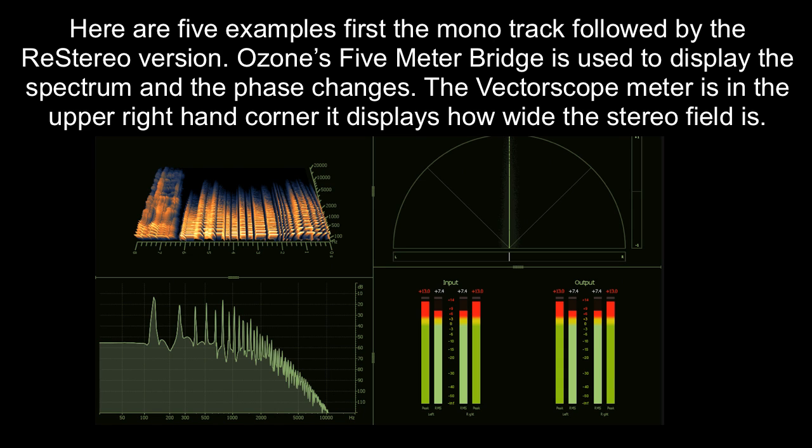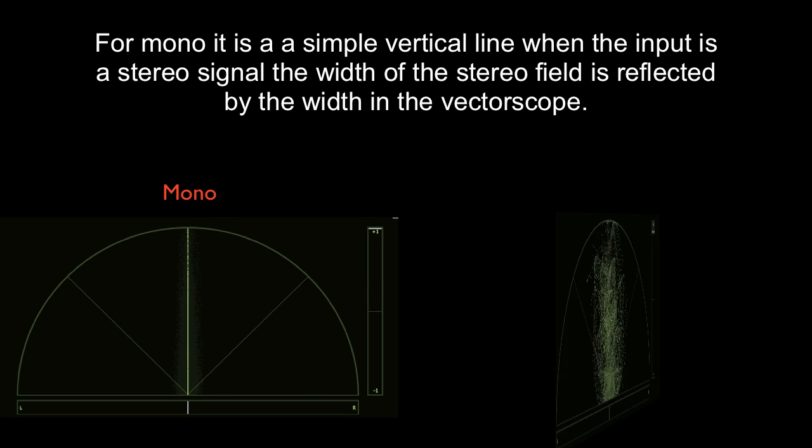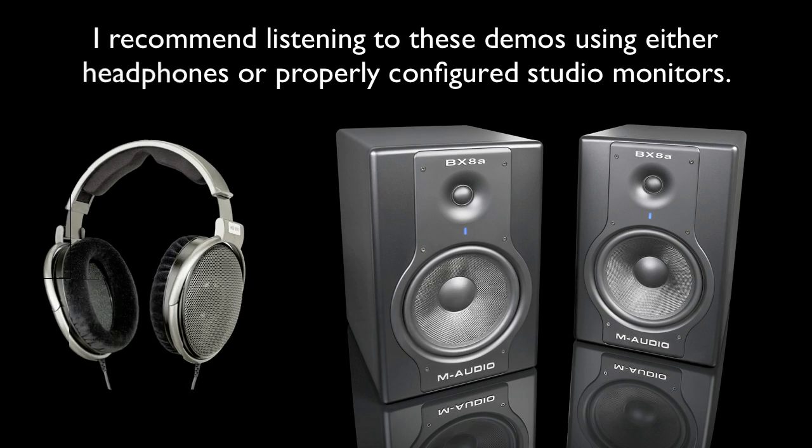Here are 5 examples. First, the mono track, followed by the ReStereo version. Ozone 5's meter bridge is used to display the spectrum and the phase changes. The vectorscope meter is in the upper right-hand corner. It displays how wide the stereo field is. For mono, it is a simple vertical line. When the input is stereo, the width of the stereo field is reflected by the width of the vectorscope. I recommend listening to these demos using either headphones or properly configured studio monitors.